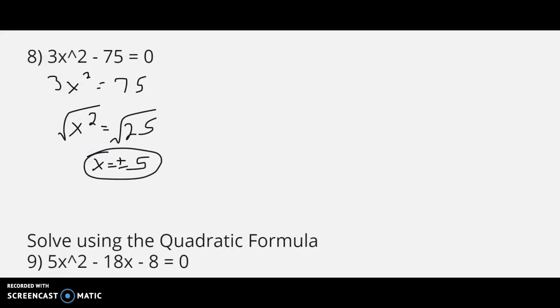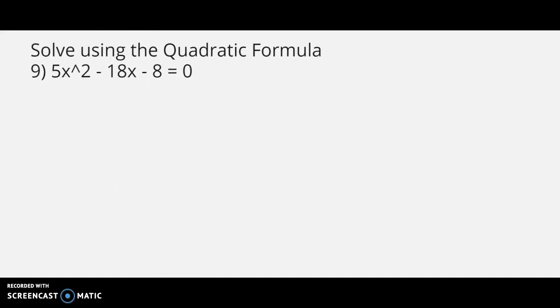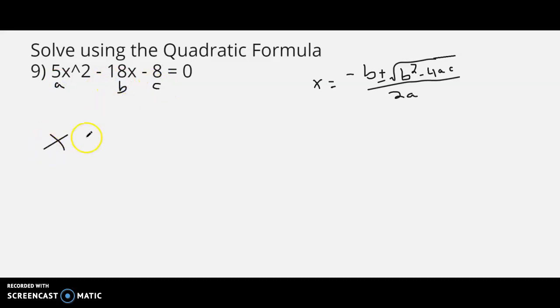All right. A couple more examples. Let's solve using the quadratic formula. If you remember the quadratic formula, x equals negative b plus or minus the square root of b squared minus 4ac, all over 2a. All right, notice your a, your b, and your c. And then it's a matter of plugging that into the formula and solving.